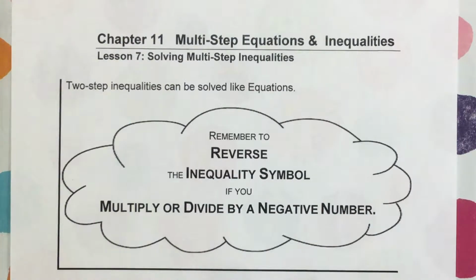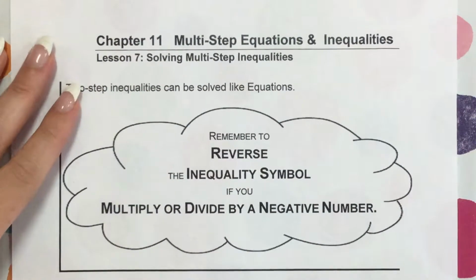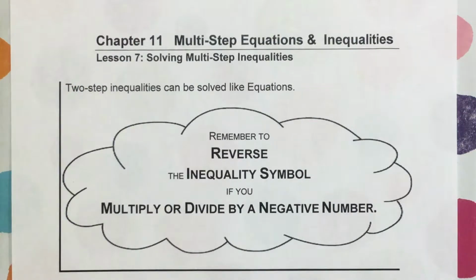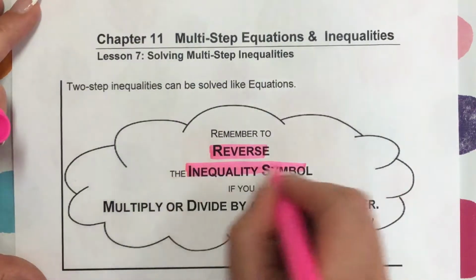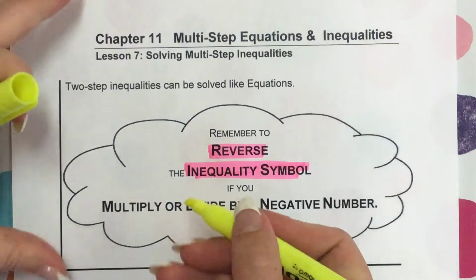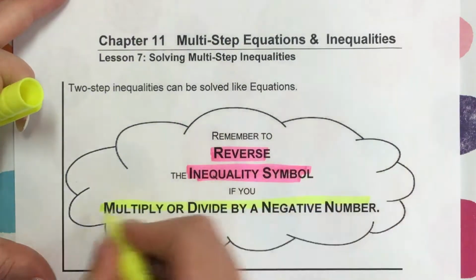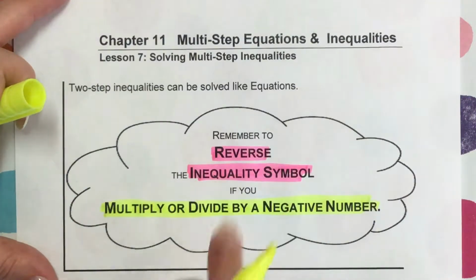A lot of things when we did multi-step equations, it's going to be kind of the same process. The only thing you have to remember is to reverse the inequality symbol if you multiply or divide by a negative number. Remember, you have to flip that sign.